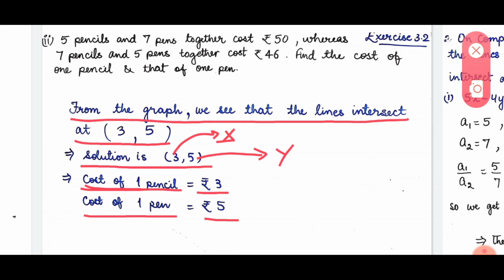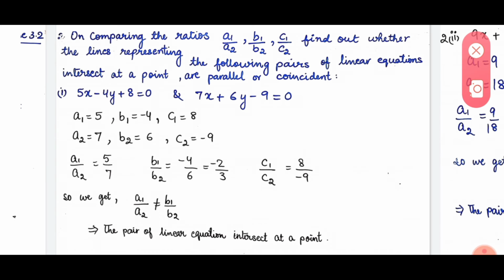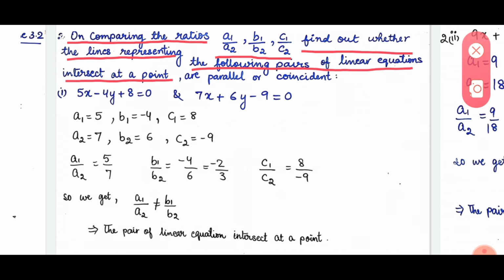Now let us see the second question of this exercise. The second question says, on comparing the ratios a1 upon a2, b1 upon b2, c1 upon c2, find out whether the lines representing the following pair of linear equations intersect at a point, are parallel or coincident.